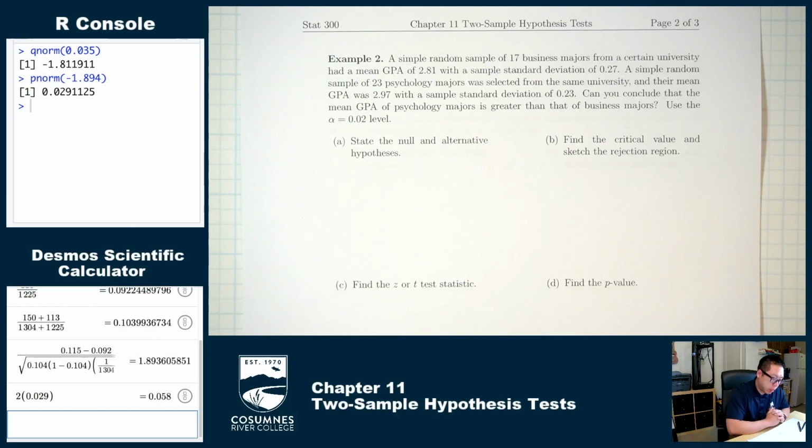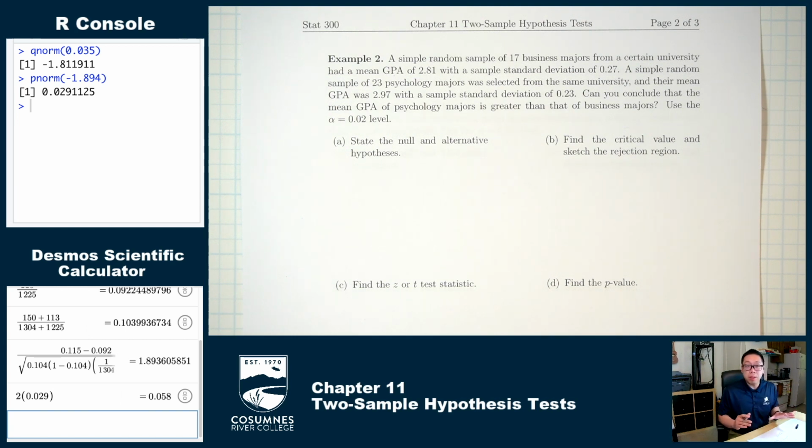Example 2. A simple random sample of 17 business majors from a certain university had a mean GPA of 2.81 with a sample standard deviation of 0.27. A simple random sample of 23 psychology majors was selected from the same university, and their mean GPA was 2.97 with a sample standard deviation of 0.23. Can you conclude that the mean GPA of psychology majors is greater than that of business majors? Use the alpha equals 0.02 level.